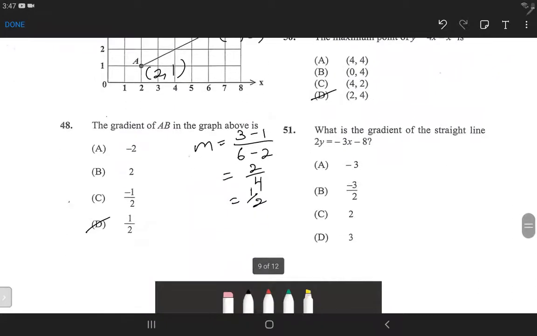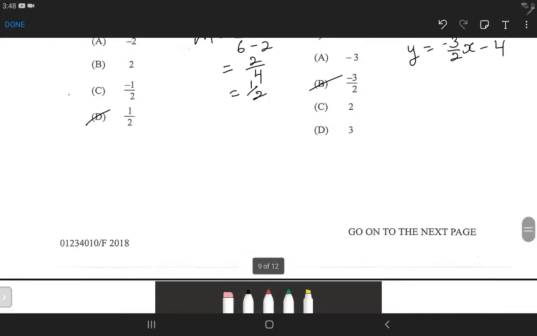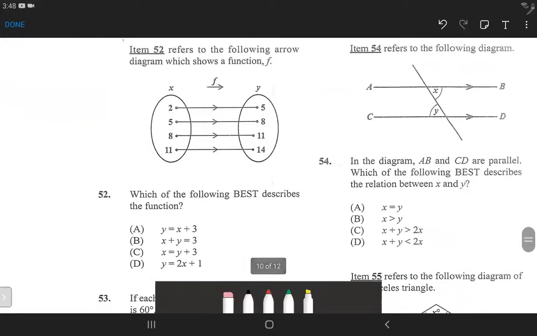What is the gradient of a straight line? The gradient, well, you have to divide everybody by 2. So you have y is equal to negative 3 over 2 x minus 4. So the gradient would be negative 3 over 2. I remember it always has to be in the form y equals mx plus c.